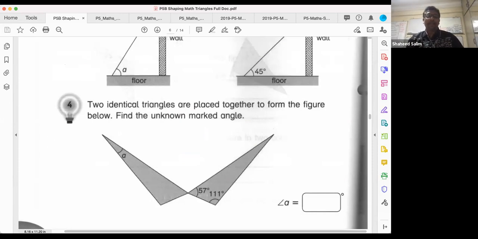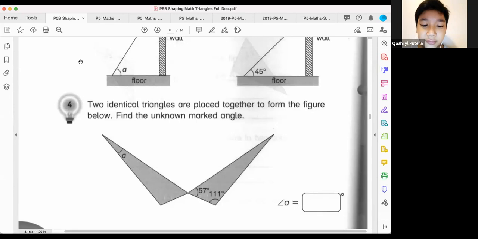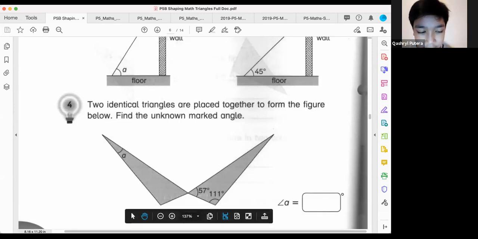So they are saying the triangle is the same. If the triangle is the same, the angles are the same. Okay, let's see. Fraternal is different.